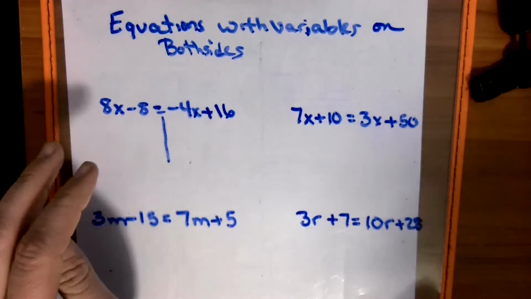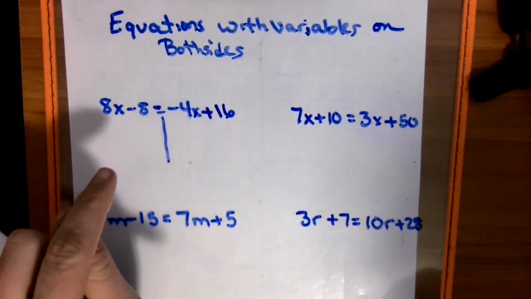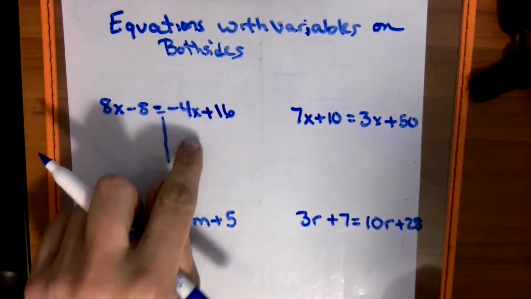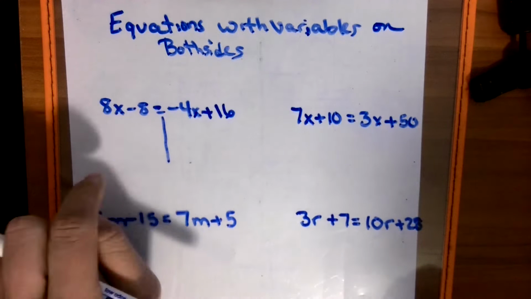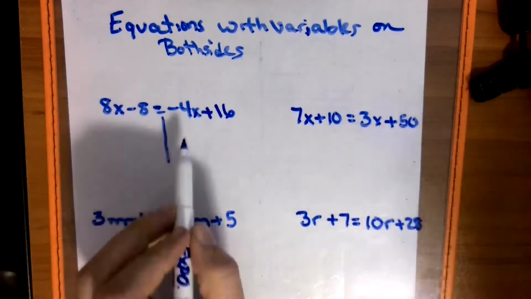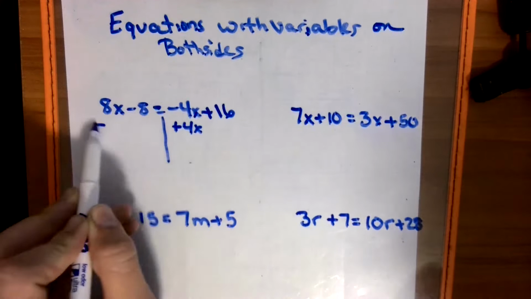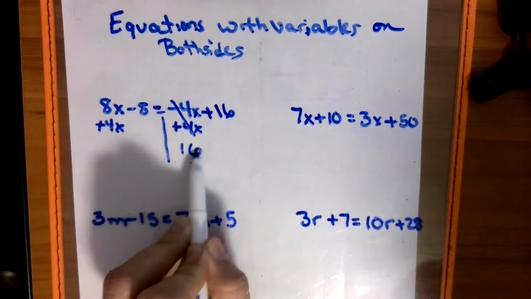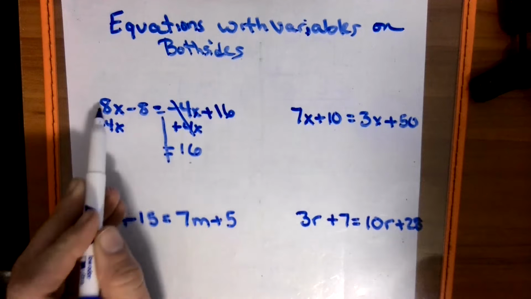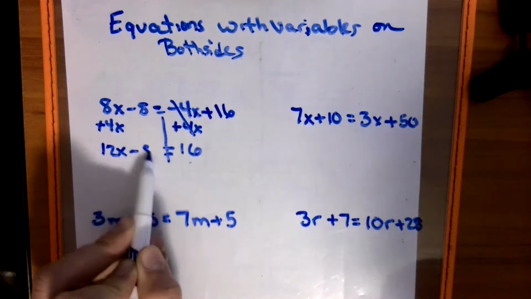And I always get in the habit, there's a lot of teachers that like the letter on the left. I'm all about bringing the smaller number lettered variable over to the bigger side. So, for instance, the first thing I would do would be adding 4x to this side. And we're going to get the letter left alone on the left here: 12x minus 8.